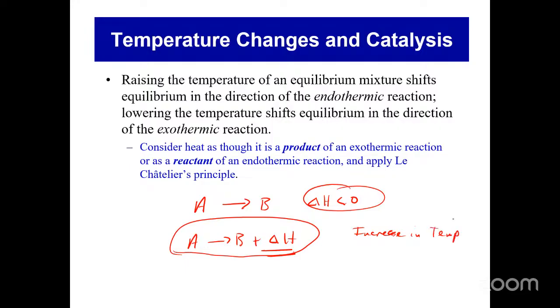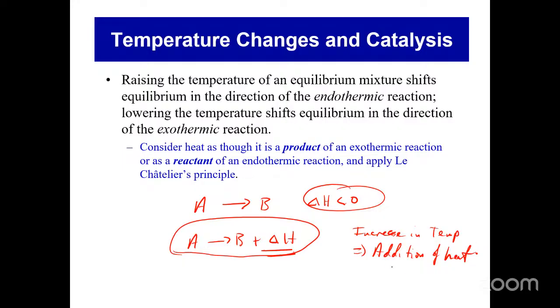So in order to increase temperature, what do we do? This corresponds to addition of heat, right? So all of a sudden, you increase the temperature by adding heat to the system. What does Le Chatelier's principle say? Whatever you do to the system to disturb equilibrium, the system will do the opposite to restore equilibrium, right?